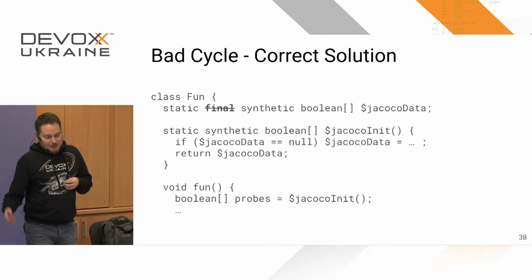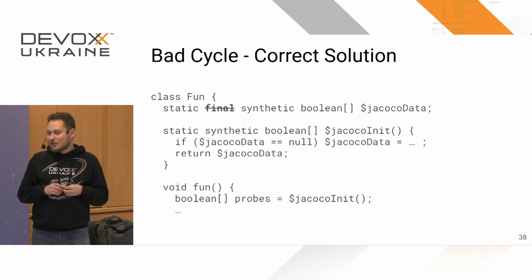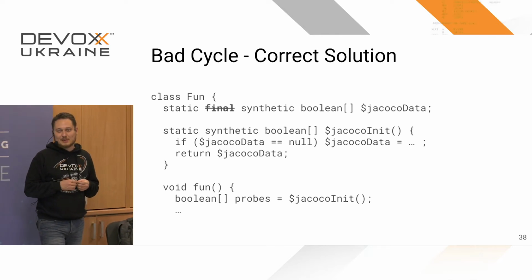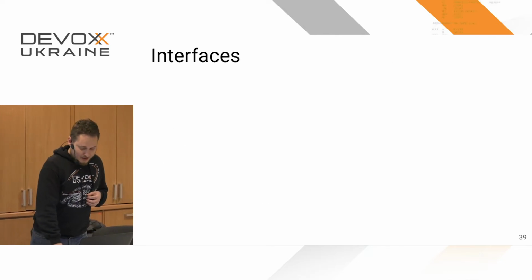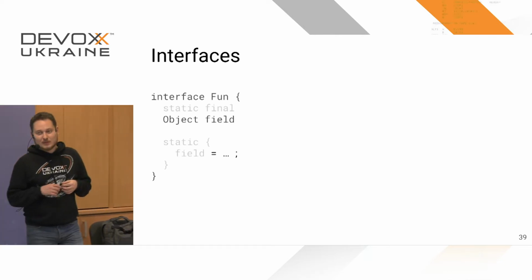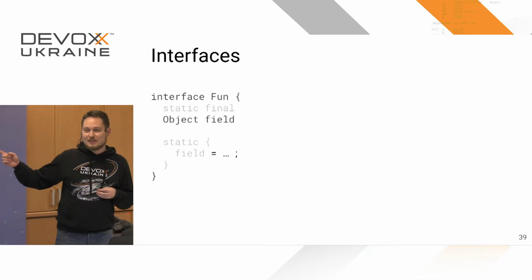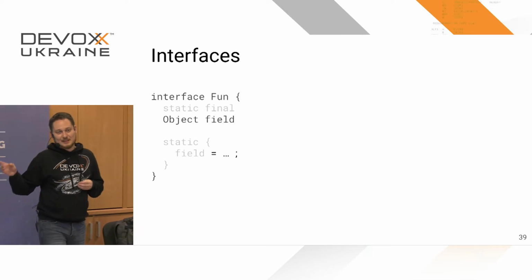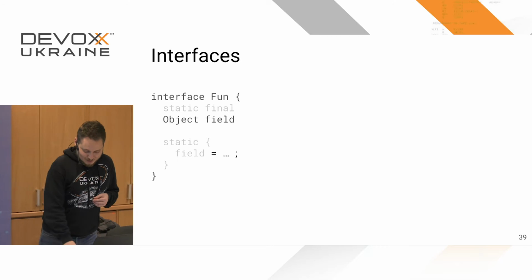Bam. So one might say, yeah, super simple, correct solution. Let's make the field non-final. It's OK. Final doesn't bother here, whether final or not. Unfortunately, we have a problem. Everything in interfaces is again static final, implicitly. In interfaces, it should be static final.